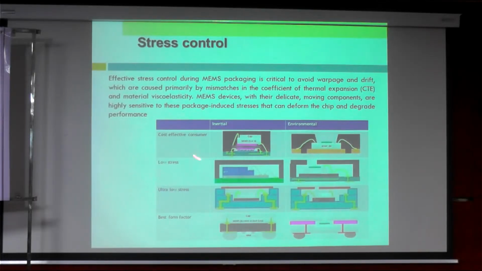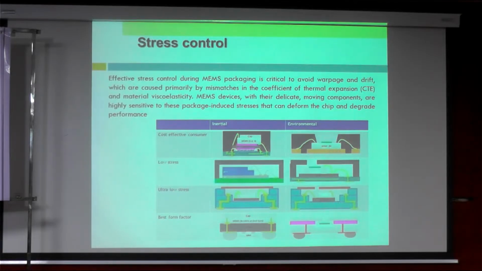So we need to consider the stress control as well. Effective stress control during MEMS packaging is critical to avoid warpage and drift, which are caused primarily by mismatch of the coefficient of thermal expansion and materials viscoelasticity. MEMS devices with their delicate moving components are highly sensitive to this package-induced stress that can deform the chip and degrade performance.